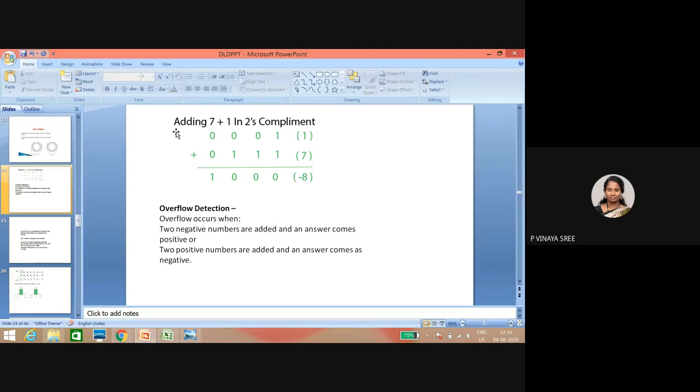Adding two positive numbers, we need to get +8, right? But we got a negative. That indicates it is an overflow. So how can we detect an overflow? Try to see here.